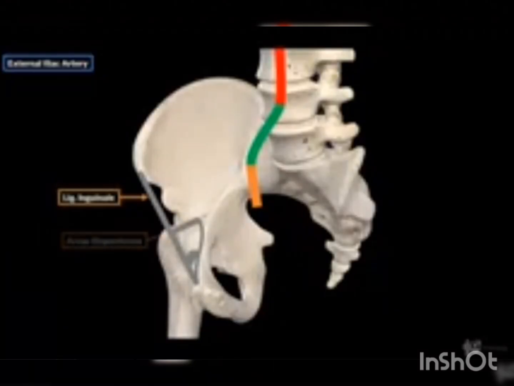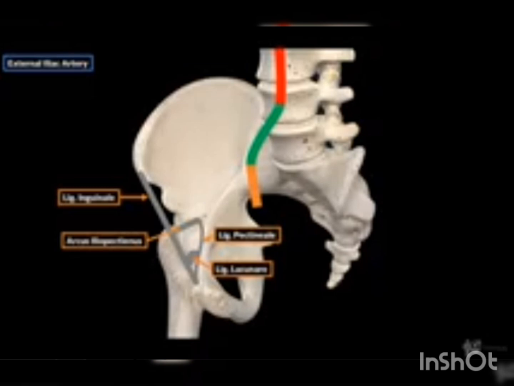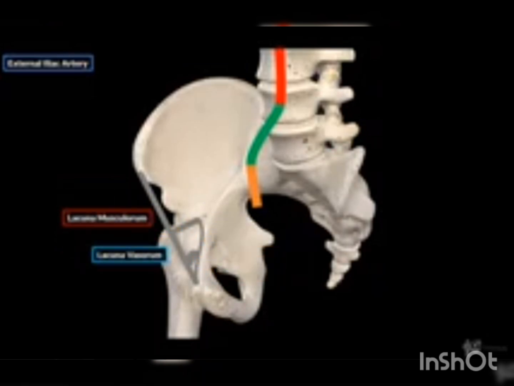It divides into posterior division and anterior division. Arch, the pectineal ligament and the lacunar ligament will form two important canals. Now, what were these two canals called? Muscular and the vascular space, or in Latin, lacuna vasorum and lacuna musculorum. Good job if you remember these ones.